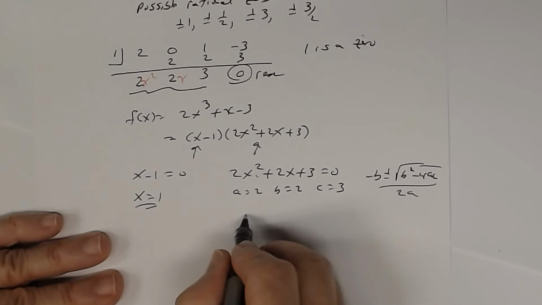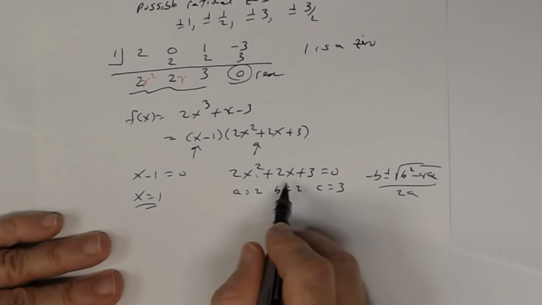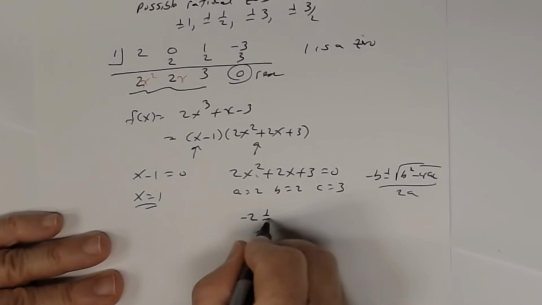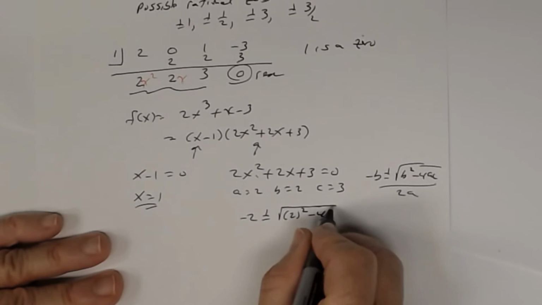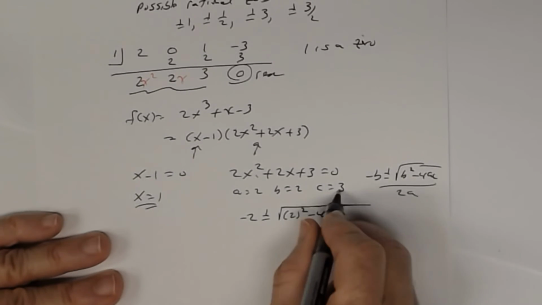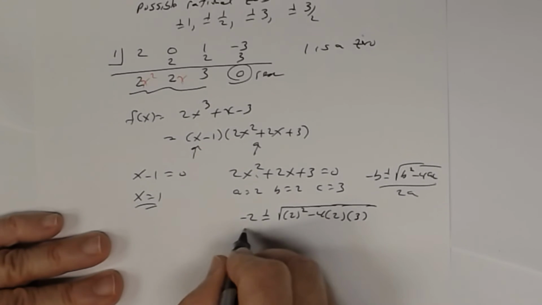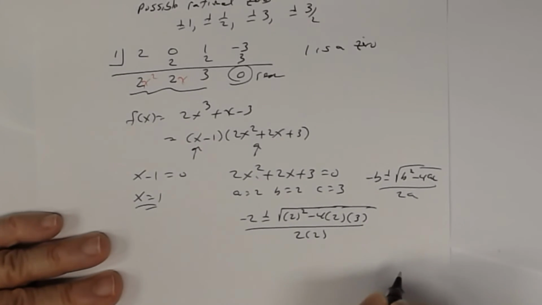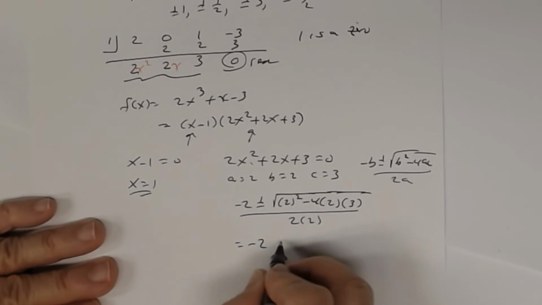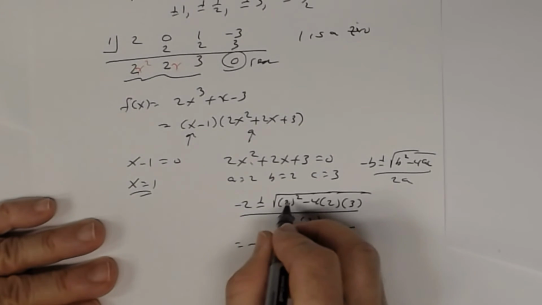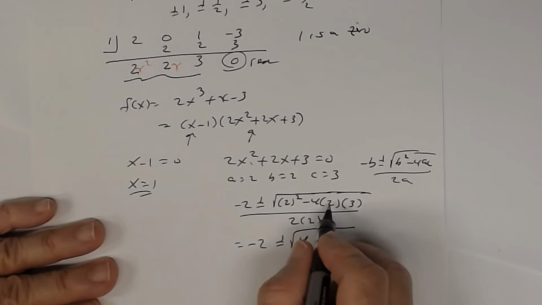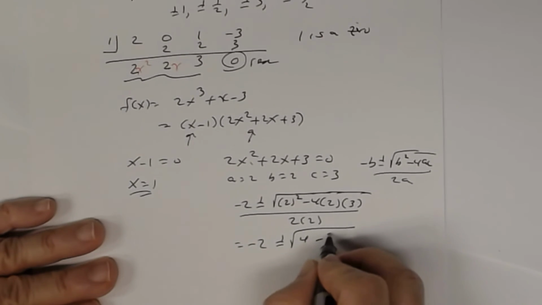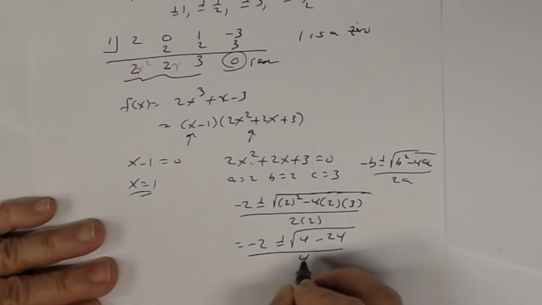All right, so I get the opposite of b, so the opposite of 2 is negative 2, plus or minus the square root of 2 squared, minus 4 times a, which is 2, times c, which is 3, all divided by 2 times 2. So I get negative 2, plus or minus the square root of 2 squared is 4. Negative 4 times 2 is a negative 8. Negative 8 times 3 is a negative 24, all divided by 4. 2 times 2 is 4.